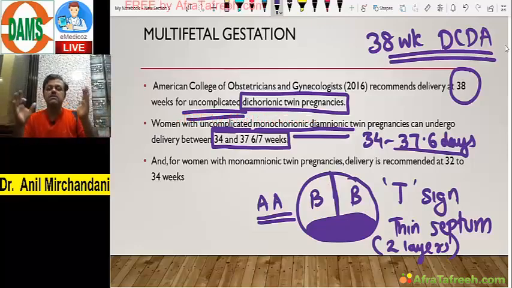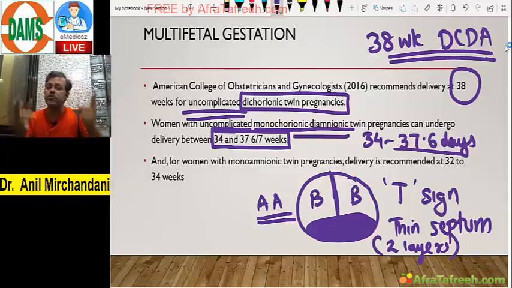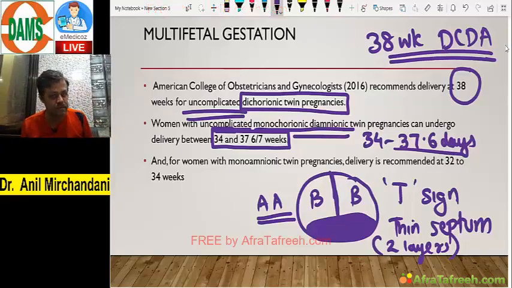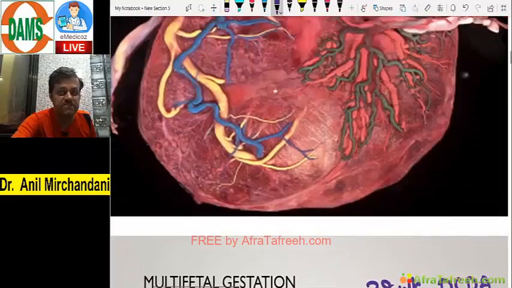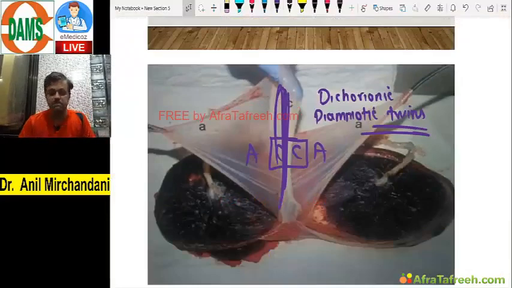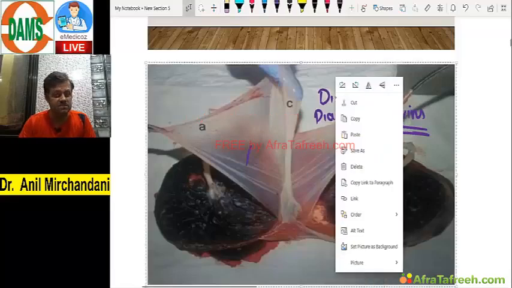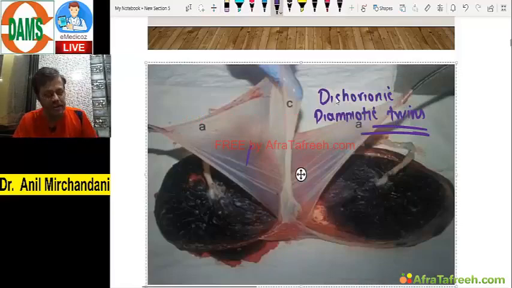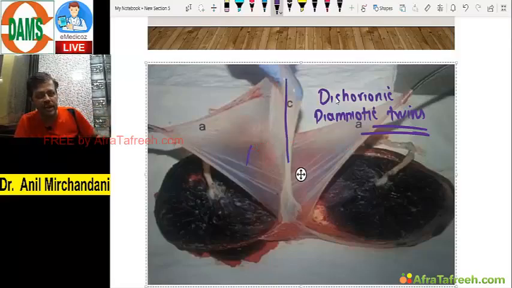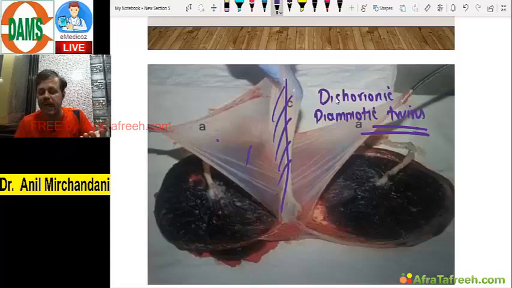So my dear friends, right now I have shown you a picture of DCDA, and I have told you 38 weeks is the time of termination of pregnancy for DCDA. Then in this picture, imagine there is no chorion. There are only amnion layers. I will not label it as dichorionic then. It would be called monochorionic diamniotic. If this chorion layer is not there, only the amnions are there, then it is monochorionic diamniotic.